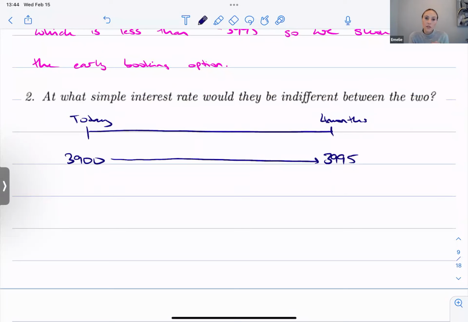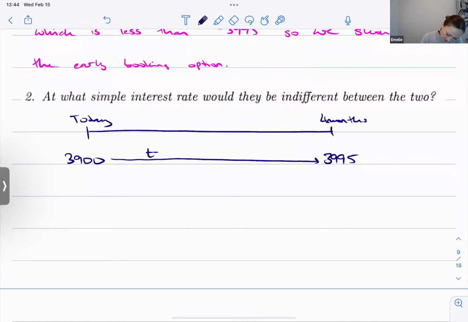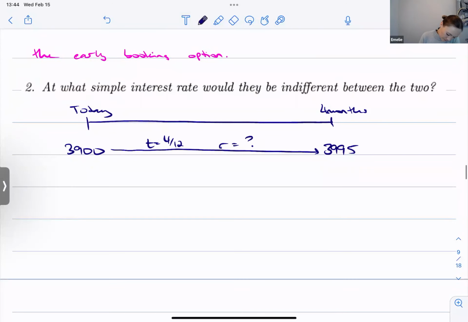Paying $3,900 today or $3,995 in 4 months from now, right? There is some interest rate where it doesn't matter. Those are the same, right? And so here, the time is still 4/12, and the rate is what we want to solve for. Okay. Remembering that this is the present value and this is the future value. In order for these guys to be indifferent.